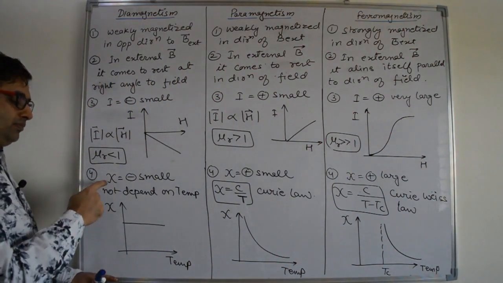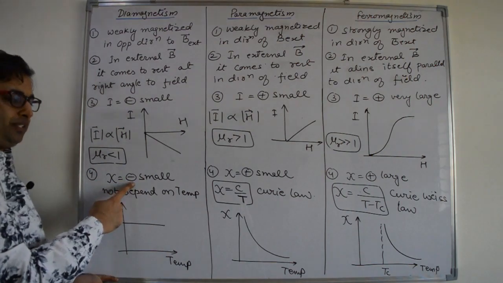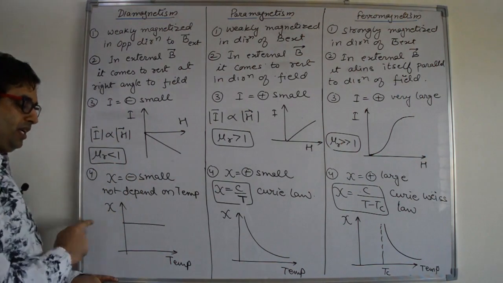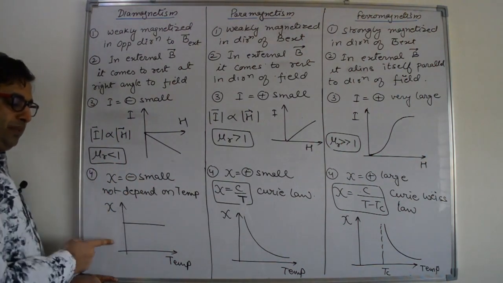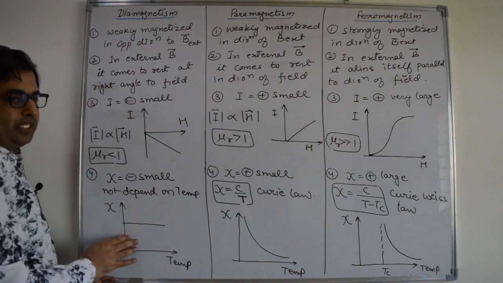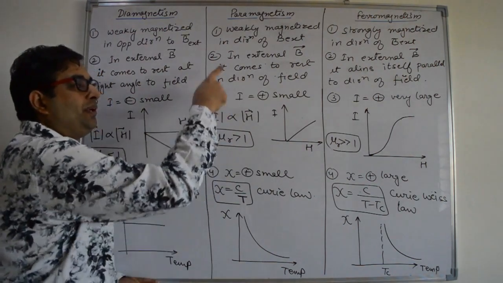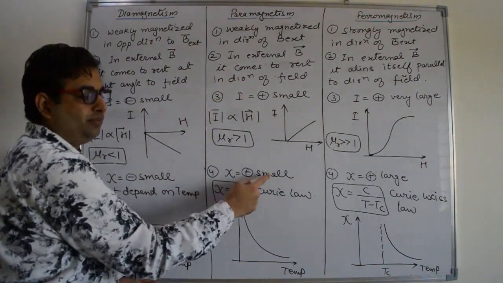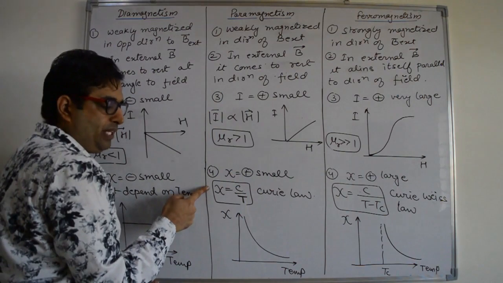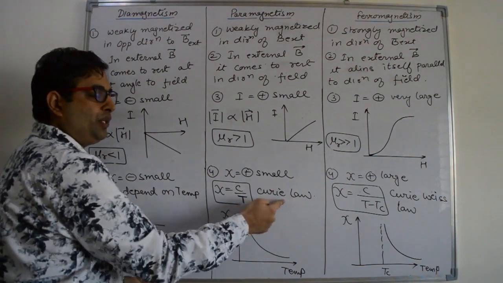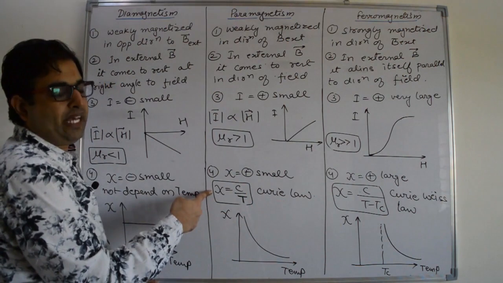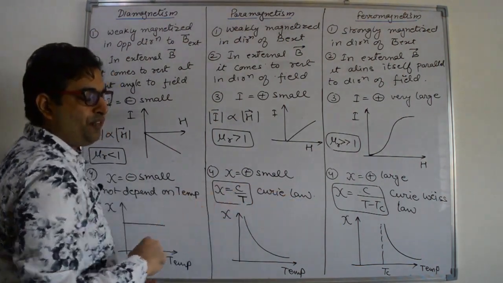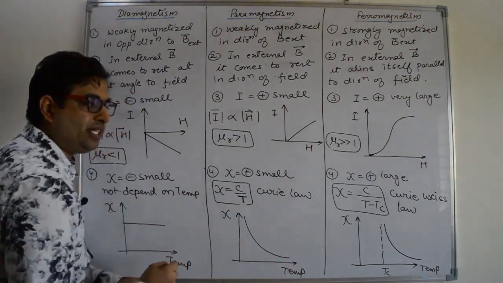Fourth point, susceptibility is I by H. I is negative, so susceptibility is also negative and small. Temperature independent susceptibility: as we increase the temperature, there will be no change in the susceptibility. Fourth point for paramagnetic material: susceptibility is positive because I is positive but small. And if we see temperature, it decreases with temperature, that is known as Curie law. So susceptibility of paramagnetic material is C by T and it is the relation of Curie law. It decreases with increase in temperature.